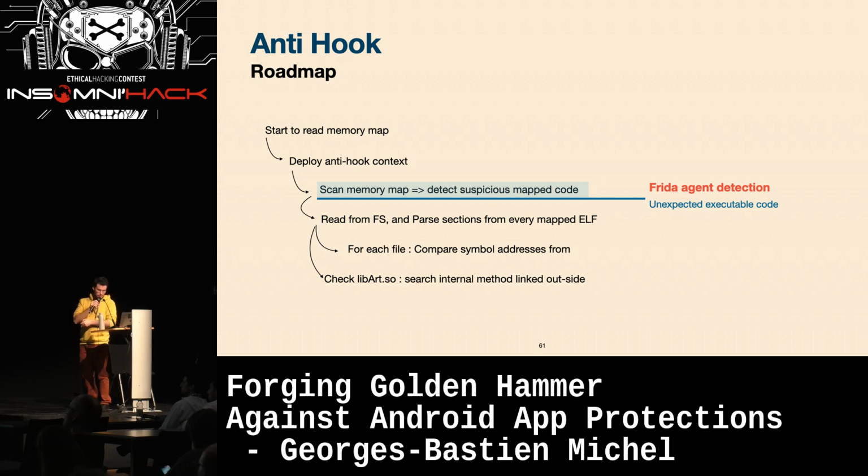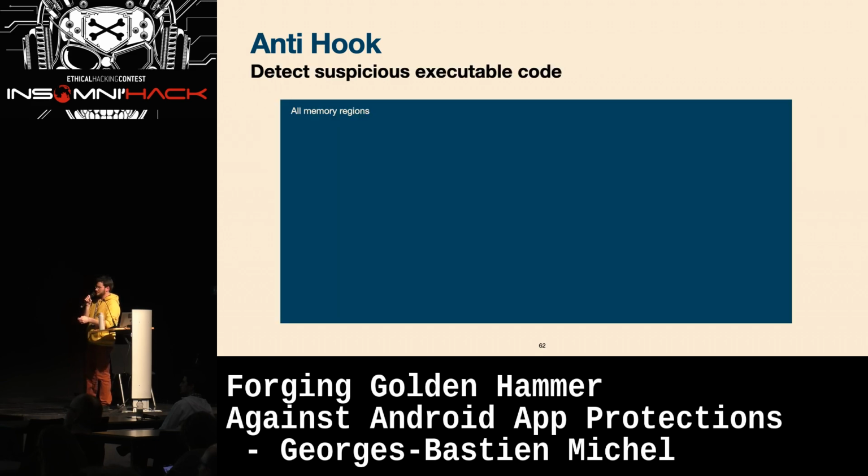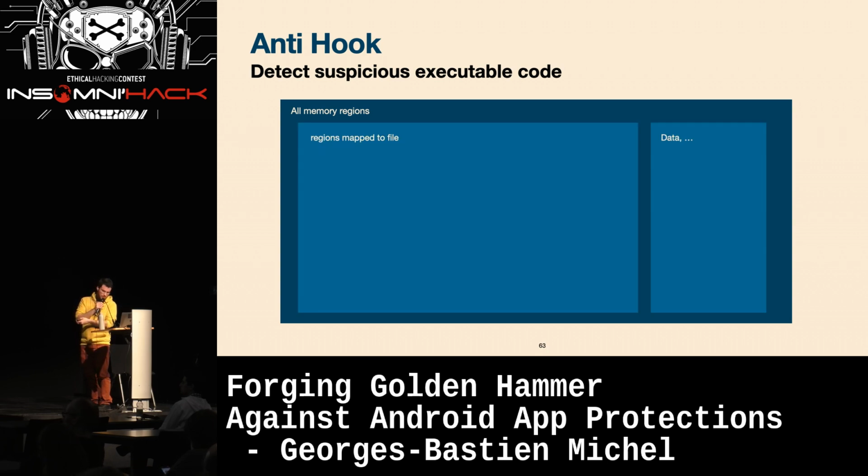Okay. So now we'll see how the protection tools detect how Frida gadget, Frida agent or unexpected code is existing in the application. Imagine we have the content of the prop maps, which contains every memory region involved in the application, but it will start by filtering only regions with execution attributes.